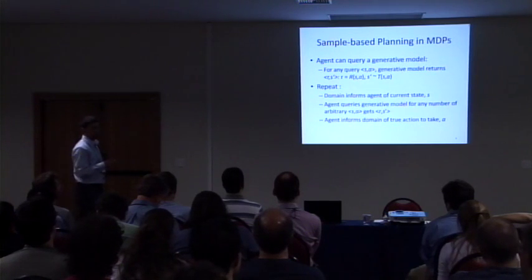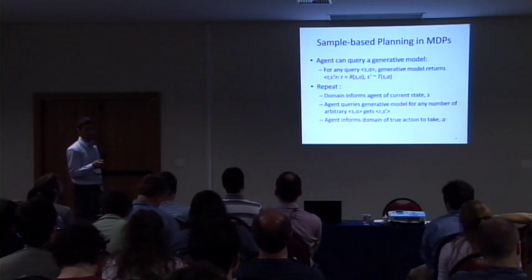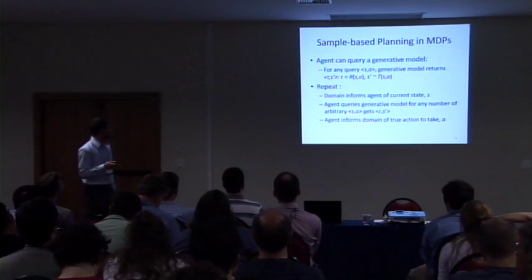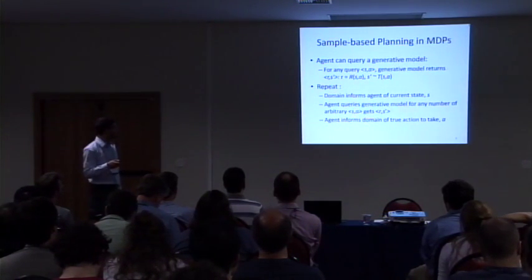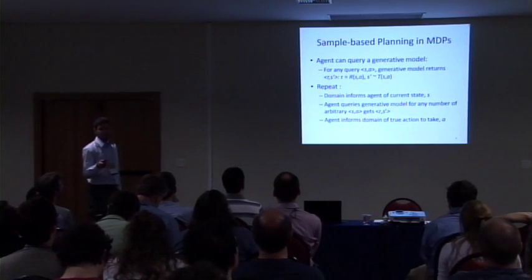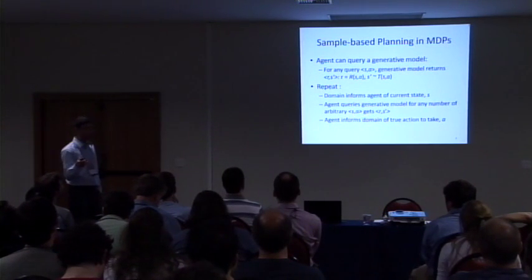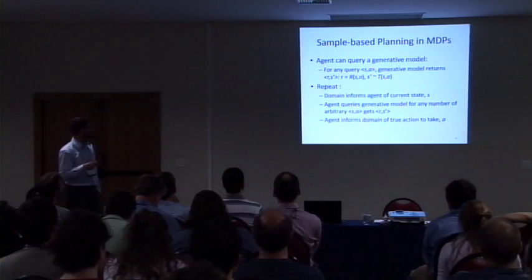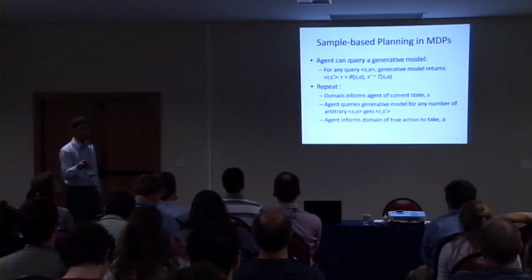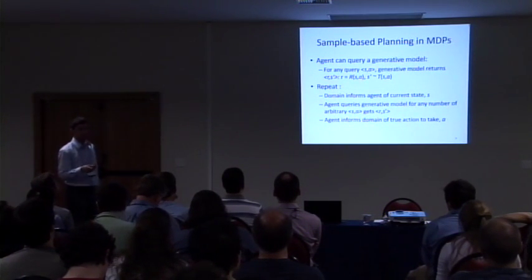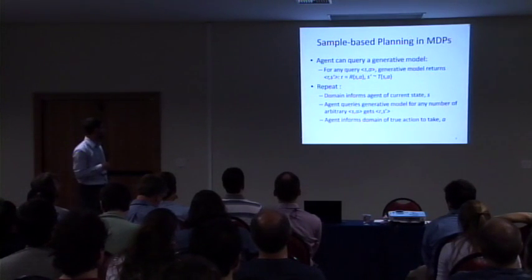So to do that, we're going to be using sample-based planning. In this setting, we assume that the agent has access to a generative model. How the generative model works is that the agent can pass any query state-action pair, and in return it gets back the reward and next state, where the next state is sampled from the transition distribution.